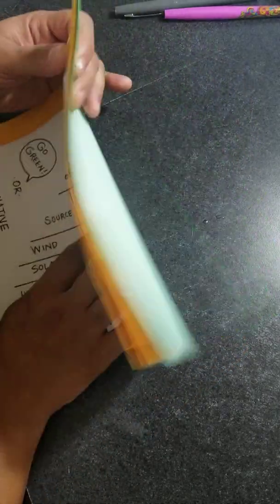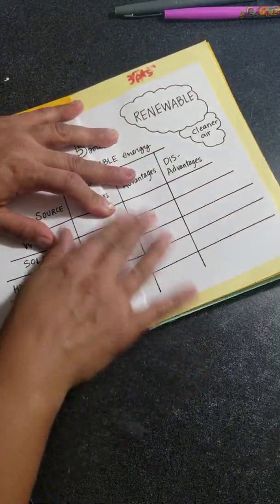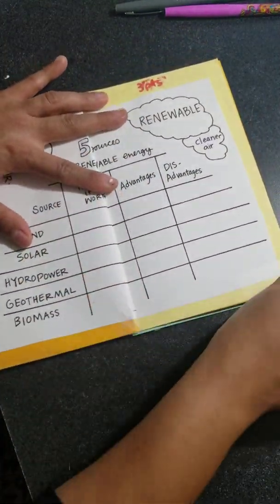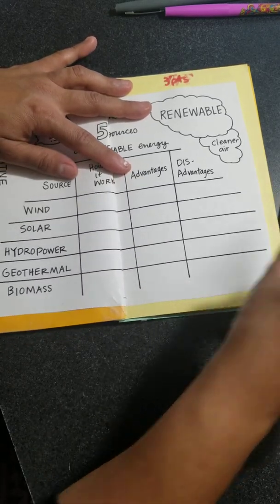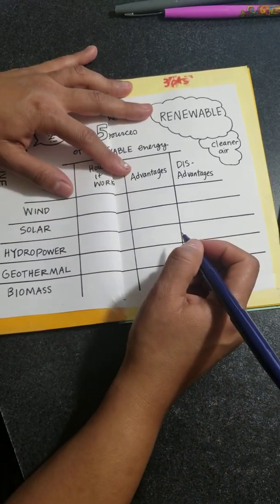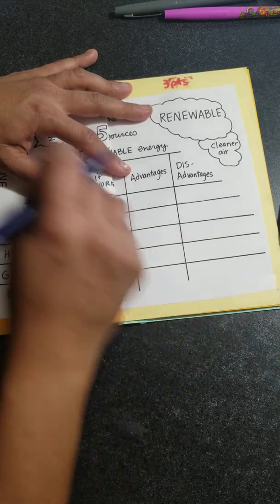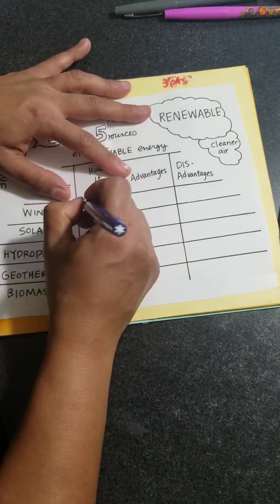I know it's a little difficult right here to see on that little seam. See what you can do to get that opened up so you can write on it. It says here, how it works for wind: wind spins the turbines to make electricity.